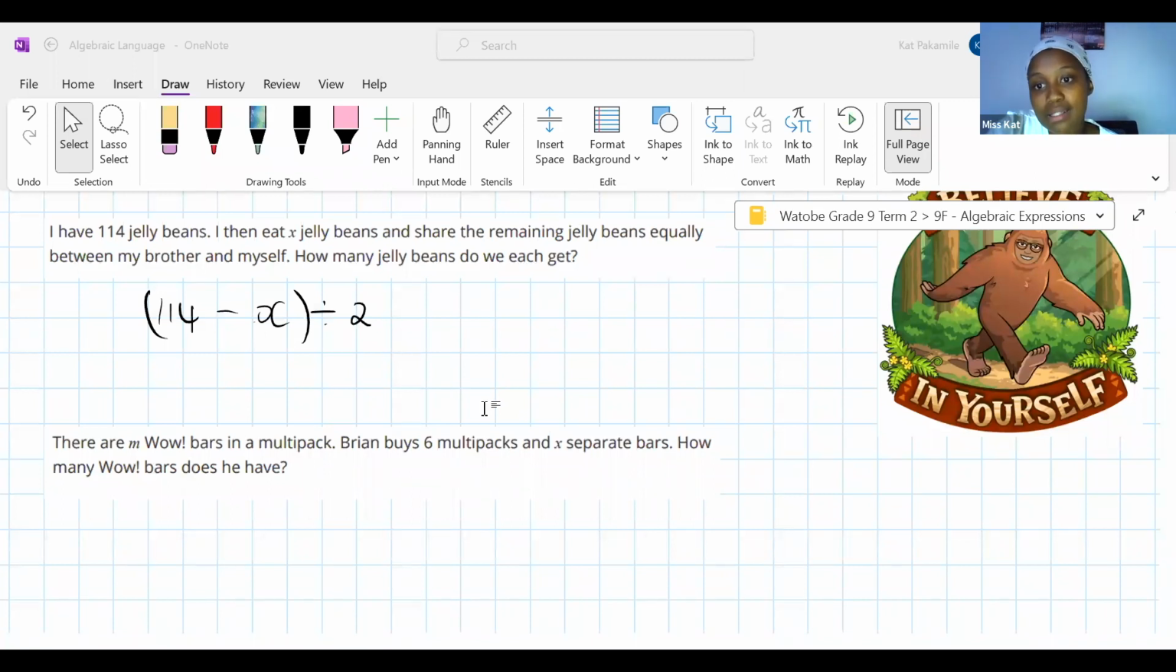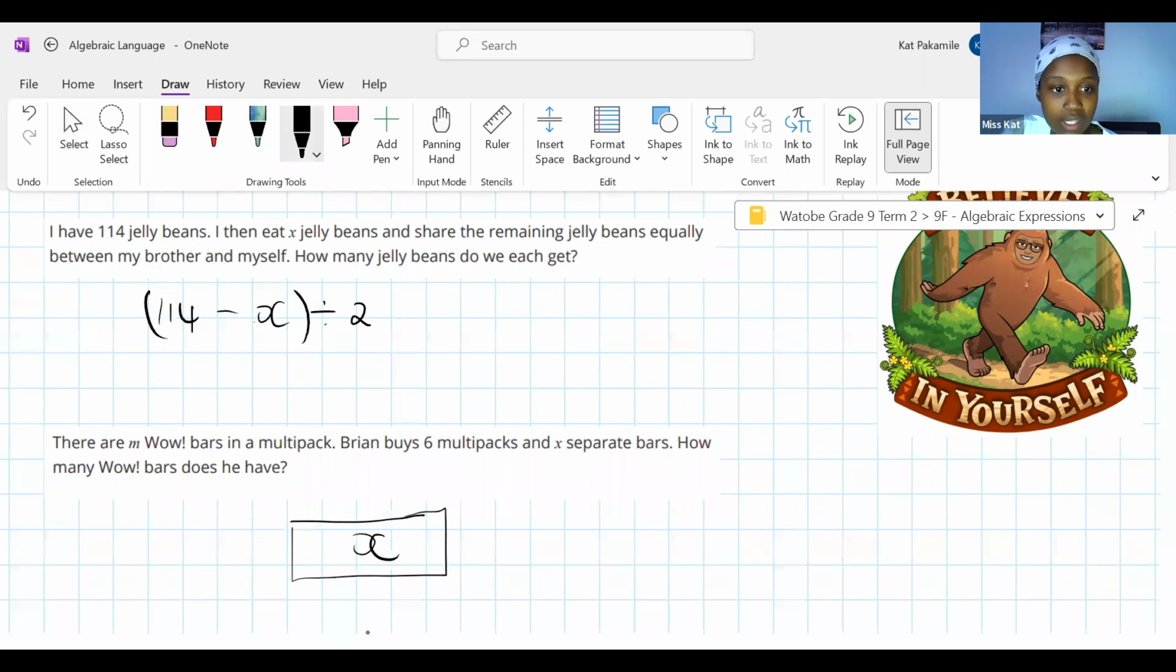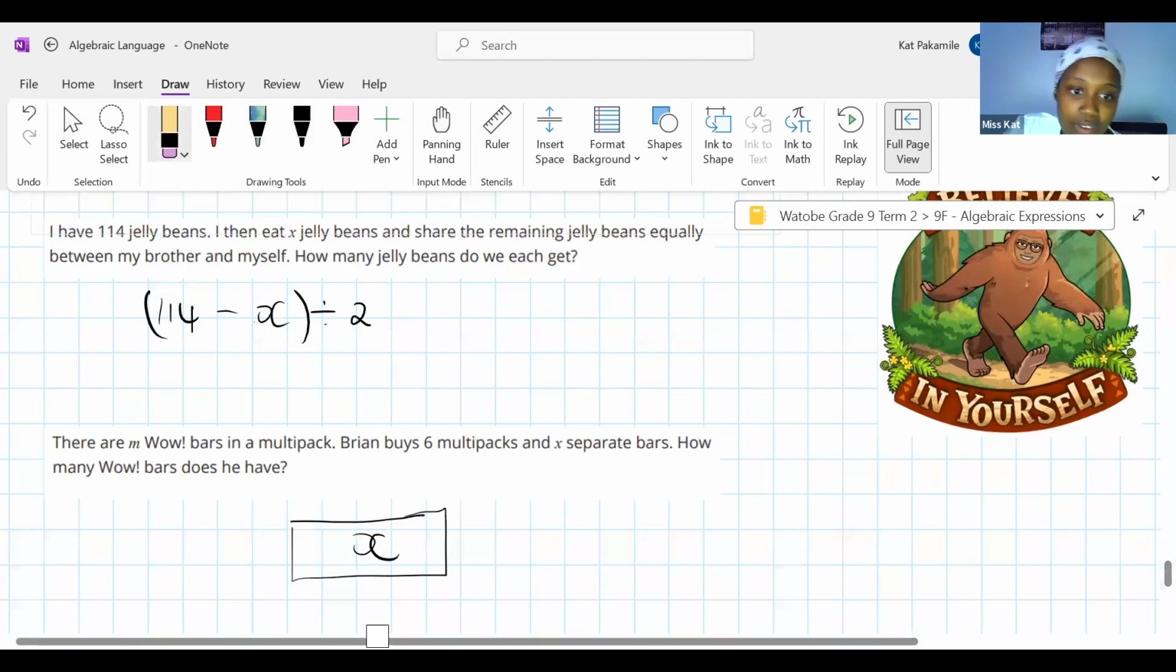Huiti says m minus 6 divided by x. So, in a multi-pack, 6x minus m, where's the subtraction coming from? I'm very curious to hear where the subtraction is coming from. So if we have a multi-pack that has x bars in it, which have m separate bars, is that where the m is coming from? Is that where the m is coming from?